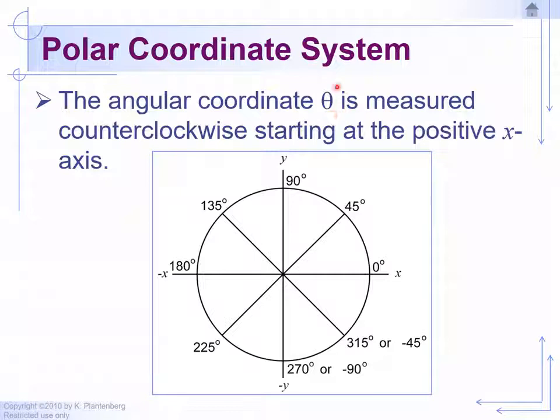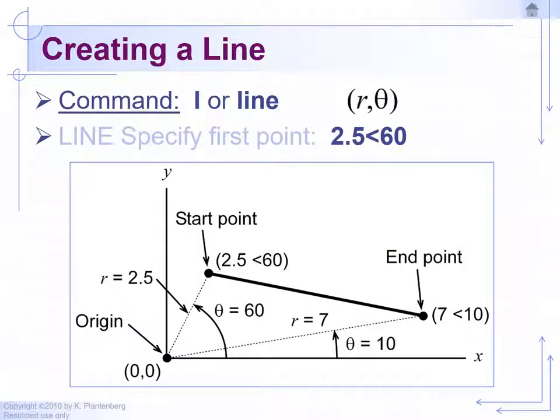Once again, theta will represent our angle, and that'll be measured off of our x-axis going in a counterclockwise fashion. Next slide. So let's define a line using polar coordinates. We have our first point, and it's 2.5 units away from the origin at an angle of 60 degrees. So just imagine going 2.5 units from the origin, and then rotating counterclockwise 60 degrees to locate our first point.